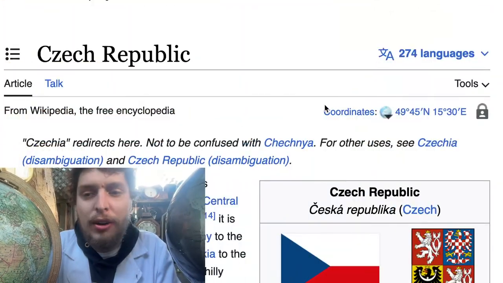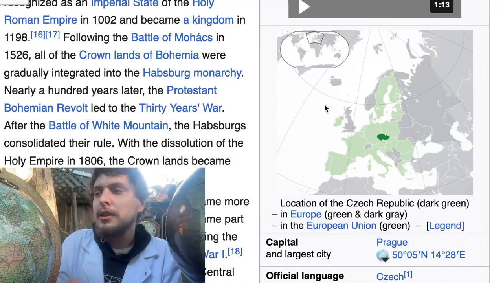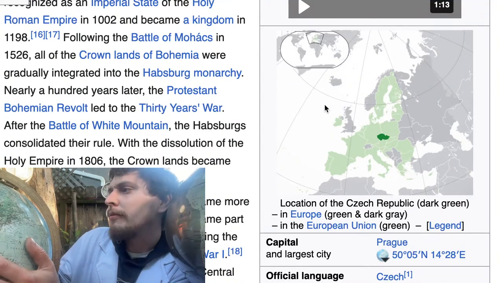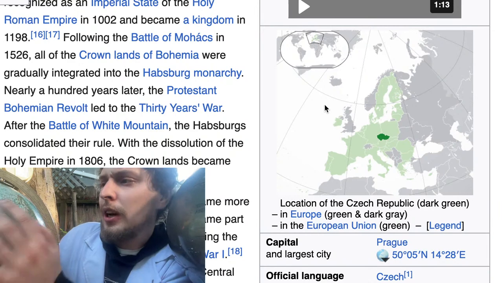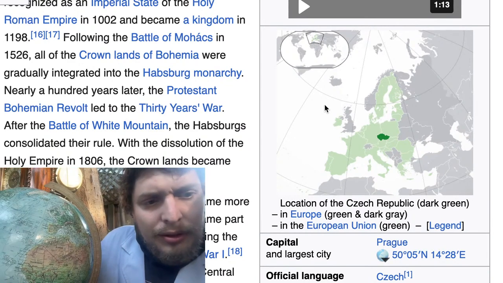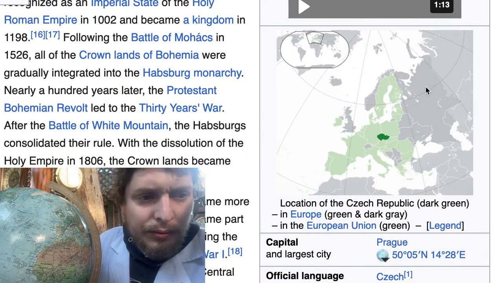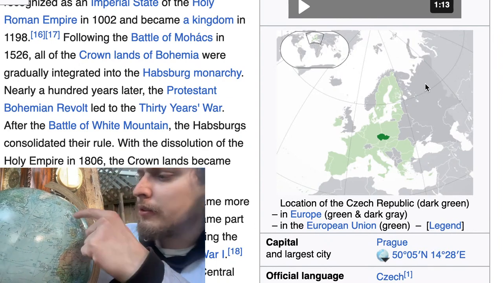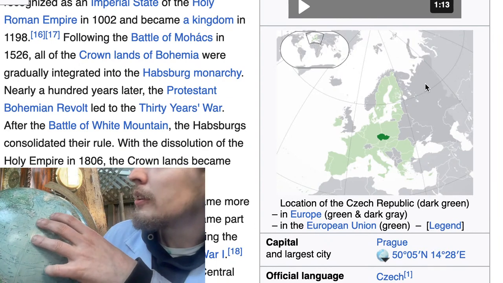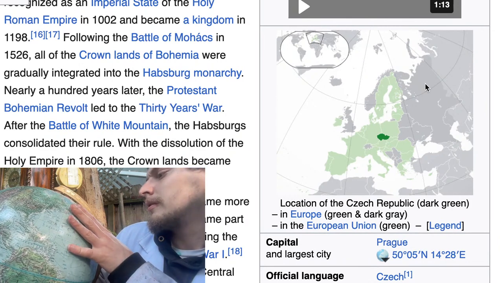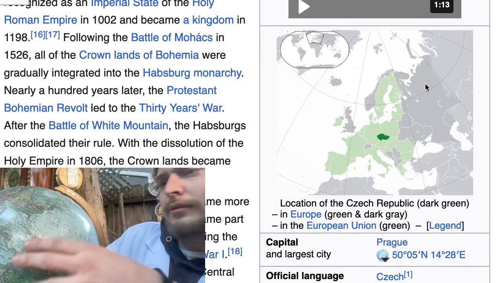But where is the Czech Republic? I'm spelling it wrong too. Now, we're going to see what they call it, because this thing's changed names a lot. So it should be up here, up in this zone. Now, let's see. It should be right around here. Is that it? Yeah.